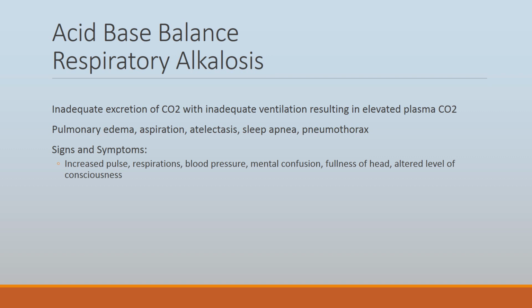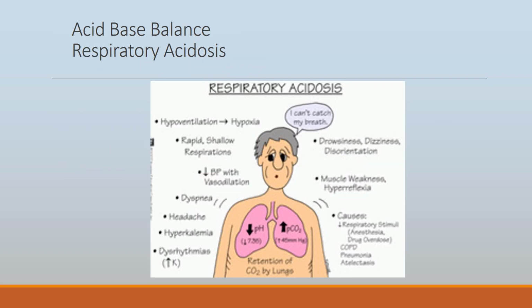So typically when we have too much CO2 in our blood, it's a vasoconstrictor. So what happens is we're going to have increased pulse, respirations, blood pressure, confusion, fullness of the head, and altered level of consciousness. So this just kind of tells you what respiratory acidosis is, okay?